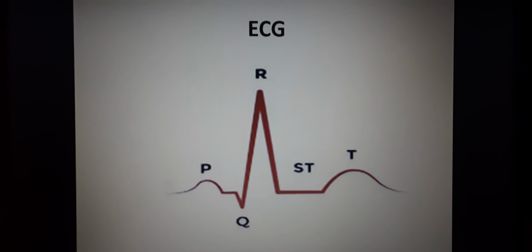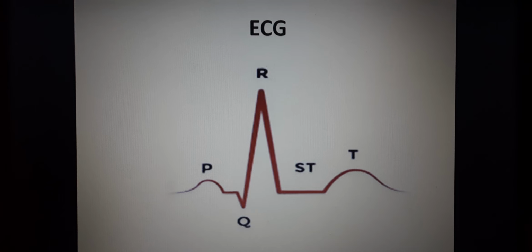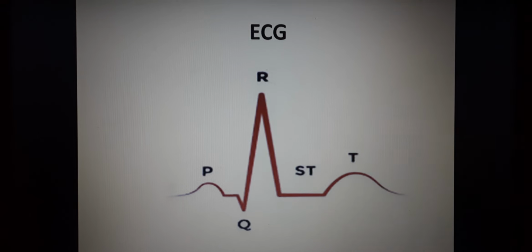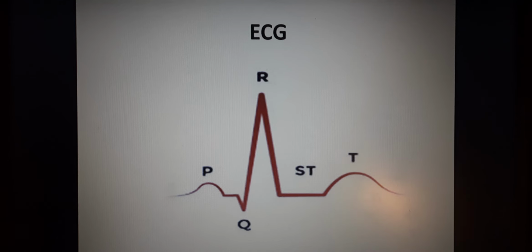Next, ECG. This is a very important thing about our heart, that is, about heart circulation. So, you see the different waves P, Q, R, S, T. The P wave represents the excitation, that is, depolarization of the atria. Atria means the 2 atria or 2 auricles, which causes atrial systole.